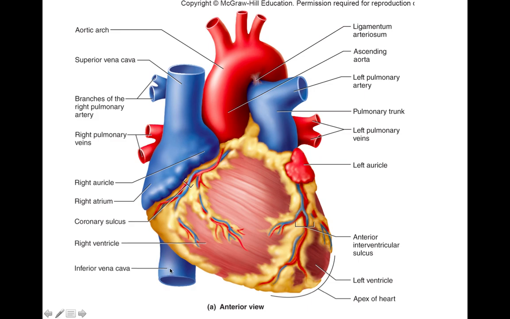You can also clearly see the aorta right here. Here's your aortic arch right here. And you can see the three main branches that come off of the aorta.